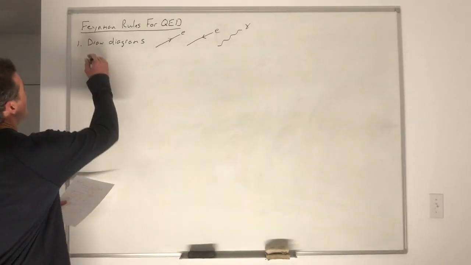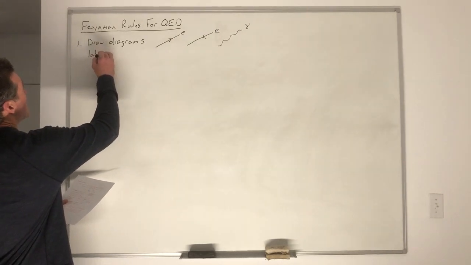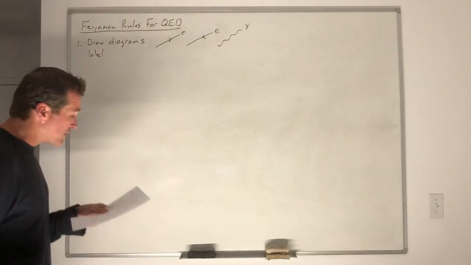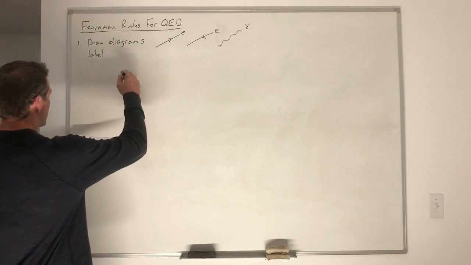Now, that's a new ingredient, and then you have the old ingredients. So you label your momenta.